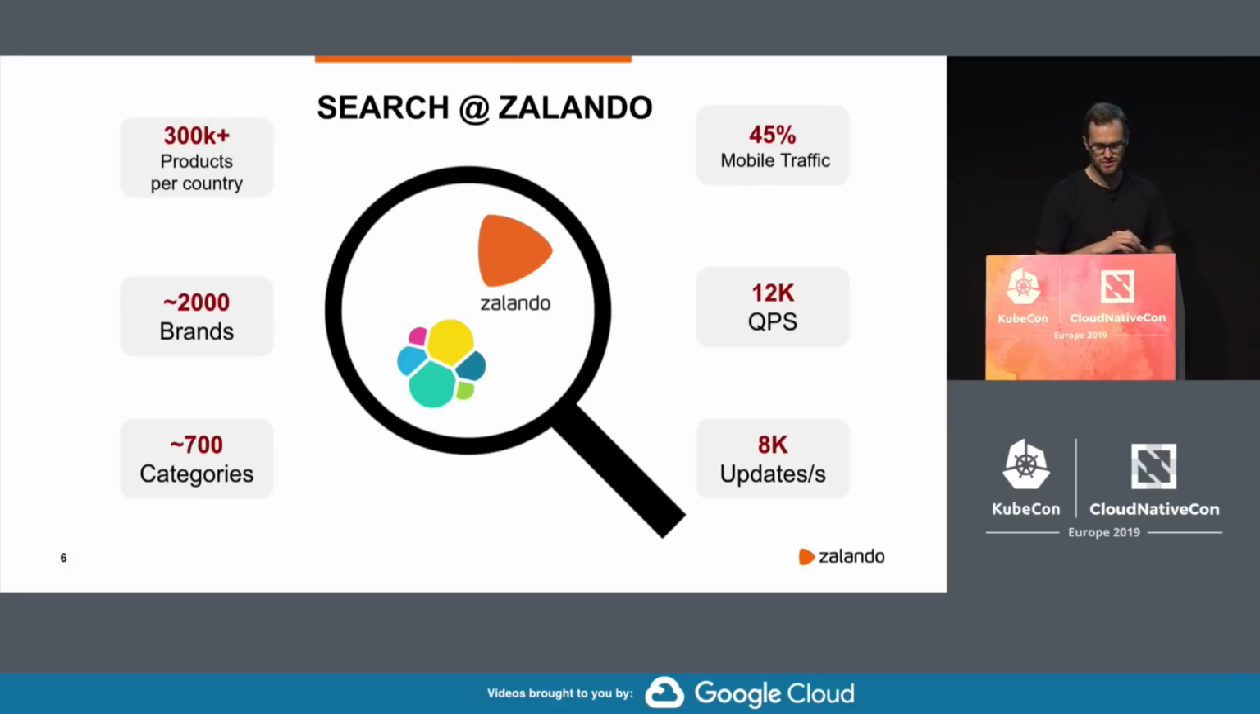So what does search look like at Zalando? We have 300,000 products per country, 17 countries. We have roughly 2,000 brands, 700 categories. And all this data is in Elasticsearch, so you can find it when you go to the website and search for whatever shoes or t-shirts or whatever you like. And this is all powered by Elasticsearch.